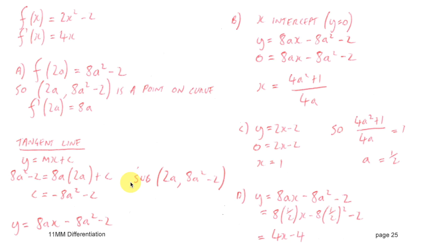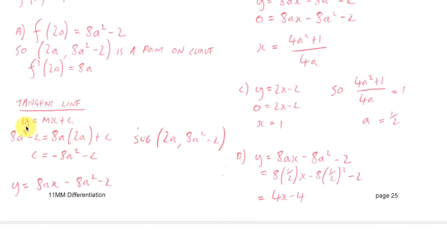Let's go now and work out the tangent line. The tangent line is a straight line, so it's in the format y equals mx plus c. The gradient is 8a. A known point that is on that tangent line is 2a, comma, 8a squared minus 2. So I set y as equaling 8a squared take away 2. I set x as equaling 2a. And I can solve for c, the unknown constant at the end for this equation. So I end up with y equaling 8a multiplied by the variable x minus 8a squared take away 2. That's the equation of the tangent line.